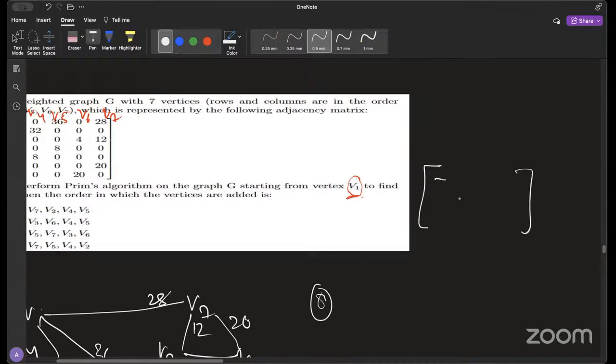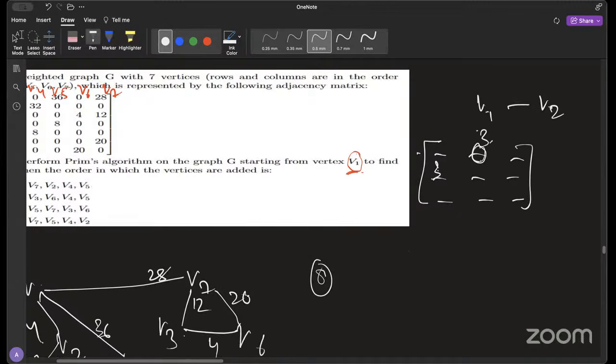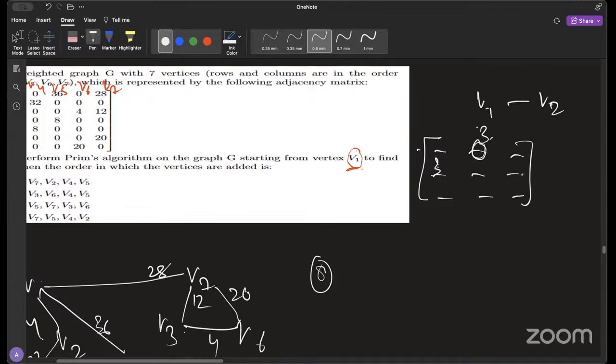Let's say you have a 3x3 matrix, right? If this entry is non-zero, what happens in an undirected graph? This means you have an edge from V1 to V2, right? And because it's an undirected graph, if there's an edge from V1 to V2, it's counted as an edge from V2 to V1 as well. So if you have 3 here, you will have 3 here as well. That's what happens. So if you see one non-zero entry here, and everything else is 0.